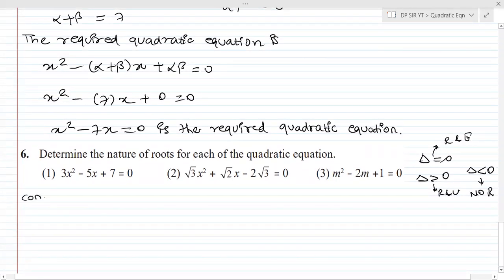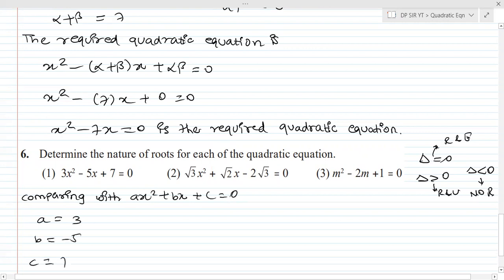So first of all, you need to compare, because तुमको discriminant find करना है. Comparing with ax square plus bx plus c is equal to 0: a is equal to 3, b is equal to minus 5, c is equal to 7. We need to find delta, which is equal to b square minus 4ac.